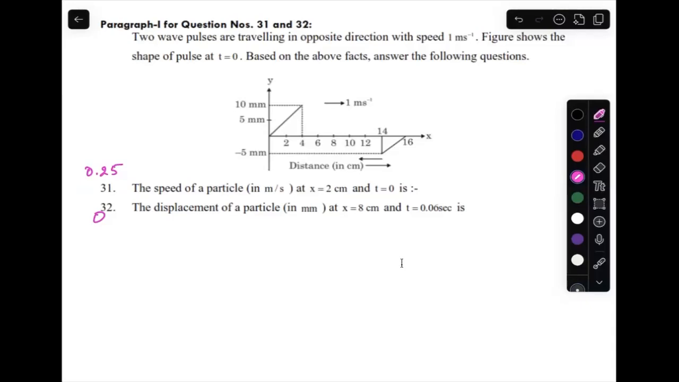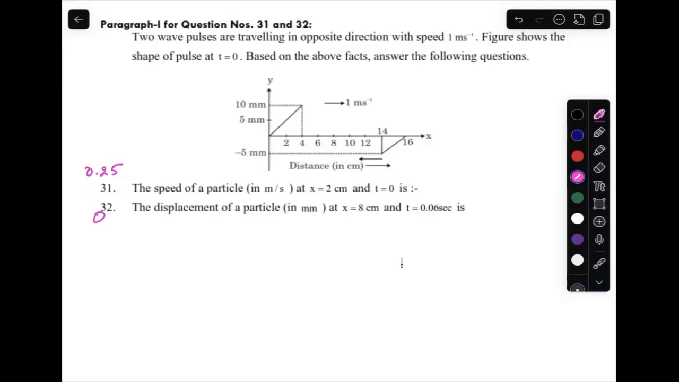Two wave pulses are traveling in opposite directions with speed 1 meter per second, the same speed because it's the same medium. The figure shows the shape of the pulse at t equal to 0. Based on the above facts, answer the following. You can see that there are two triangular waves.